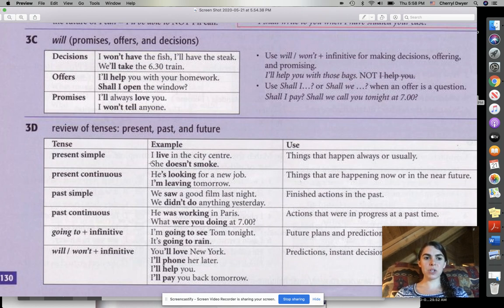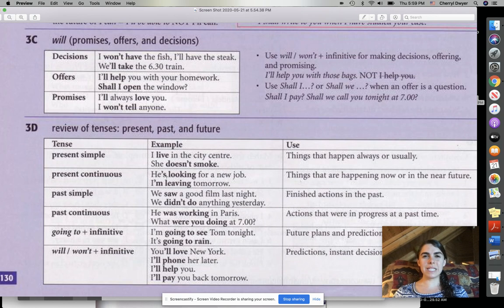Then remember we learned present continuous. And present continuous you use for something, right, that's happening right now. So the use says things that are happening right now or in the near future. That just means like really soon, but usually it means something happening right now. So here's some examples. He's looking for a new job.